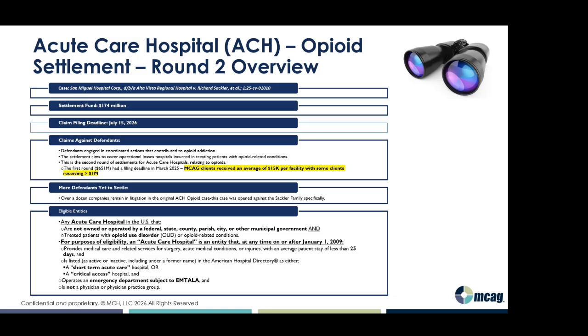And the reason that we wanted to mention this one, just in case any of you would be eligible, is that our clients received an average of $15,000 per facility from the first round of these settlements. So it can be a fairly lucrative settlement if you're eligible.